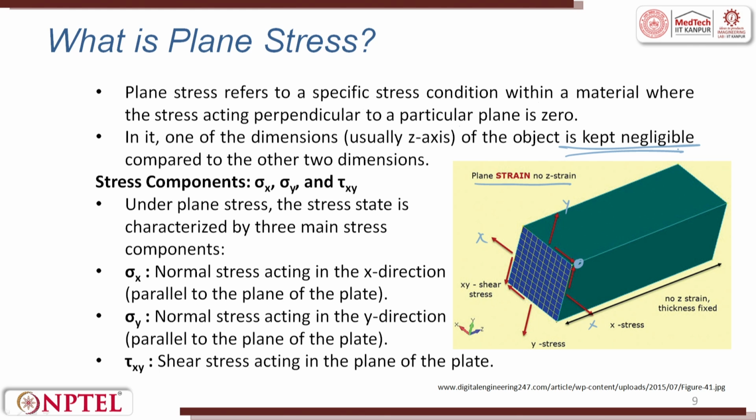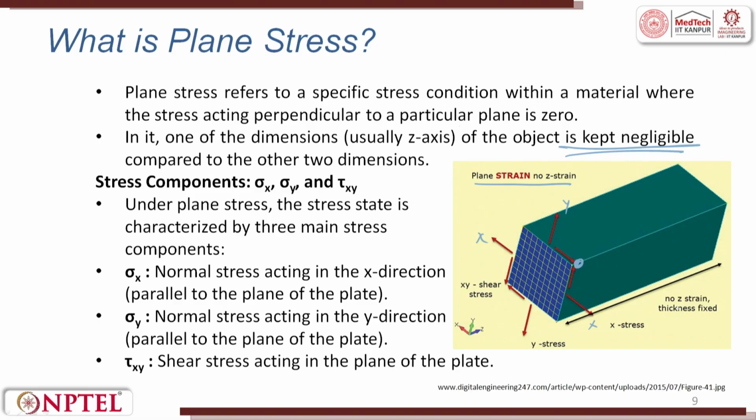For example, I have here an object. This object I completely reduce in the z direction. Let us take it like this. I have x and y, whatever it is, and then I have a z direction. Now, what I assume is, whatever I do in the front plane, I will assume that everything happens in the subsequent planes. So, I assume that no z strain, thickness is fixed, right. So, one of the dimensions of the object is kept negligible compared to the other two dimensions.